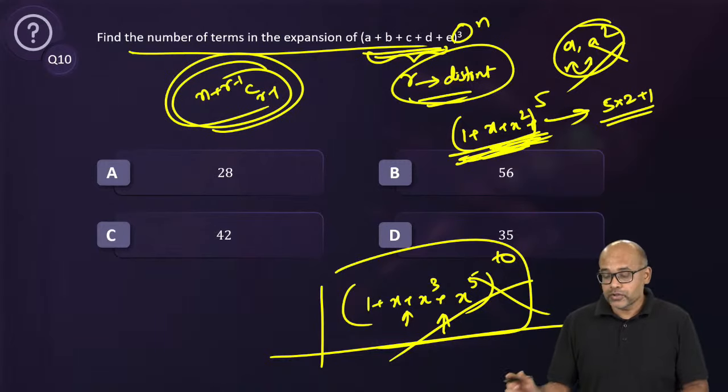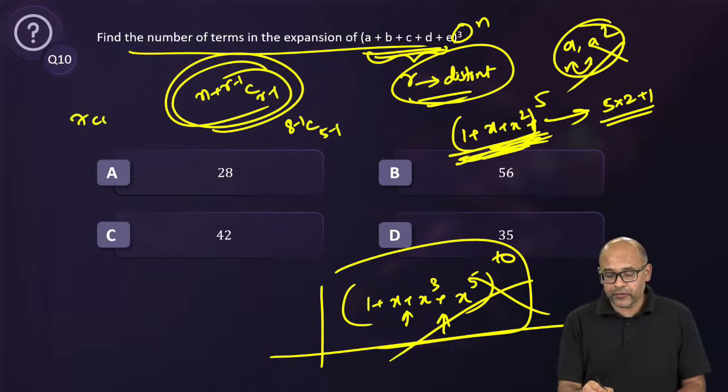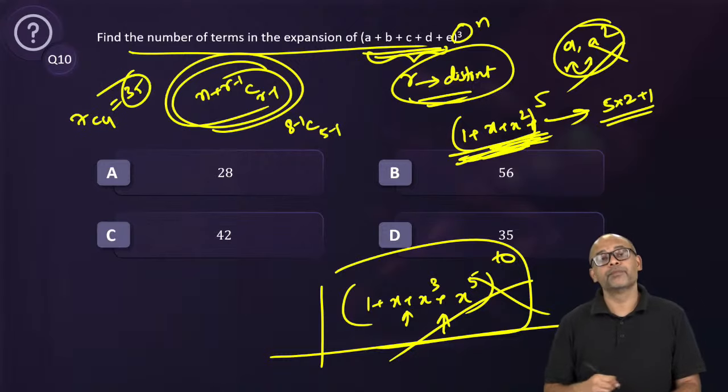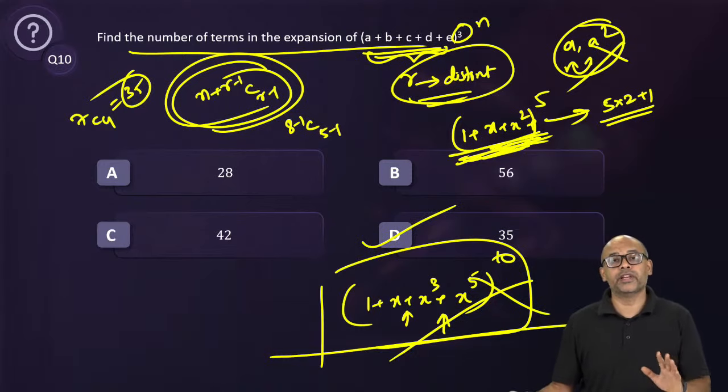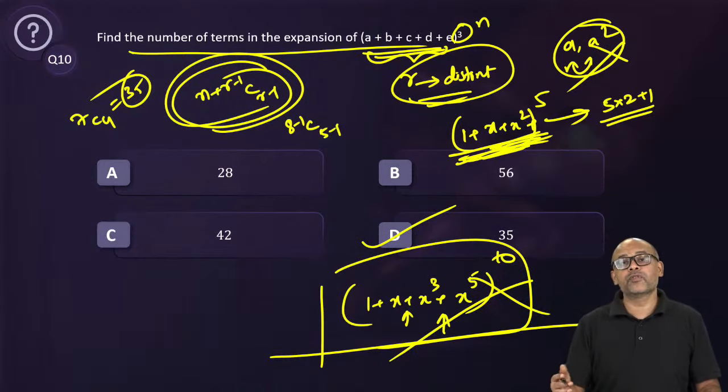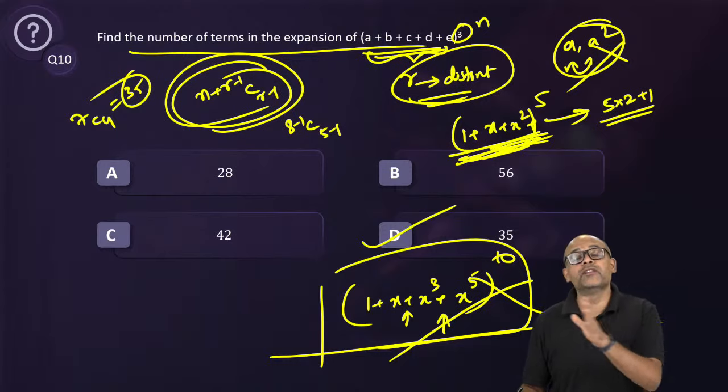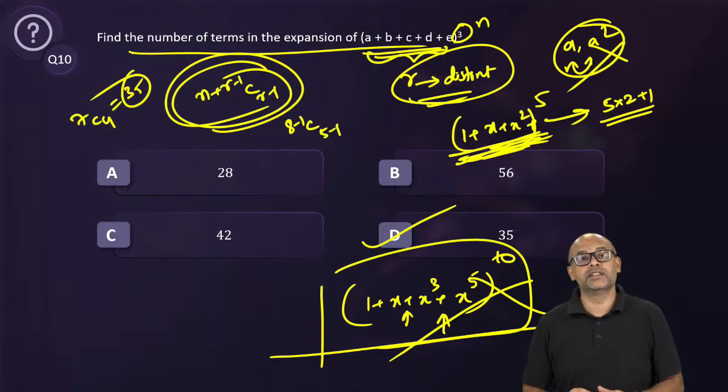Here there is a straightforward formula. Remember this. So the answer here is 5 plus 3, 8 minus 1, C, 5 minus 1, which is 7, C4, which is 35. And the answer option is D. This is a direct formula application. In fact, this comes from the number of non-negative integral solutions. The concept behind is that.